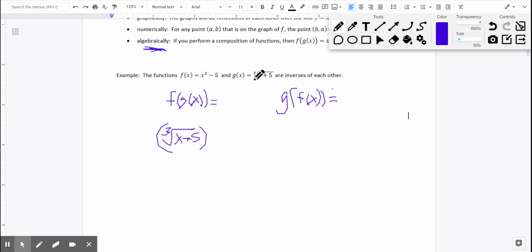And what you're going to have is this function g of x going right in place of x. So you're going to cube it and then have a -5 on the end. If we simplify that, we are going to cancel out the cube root and cube.